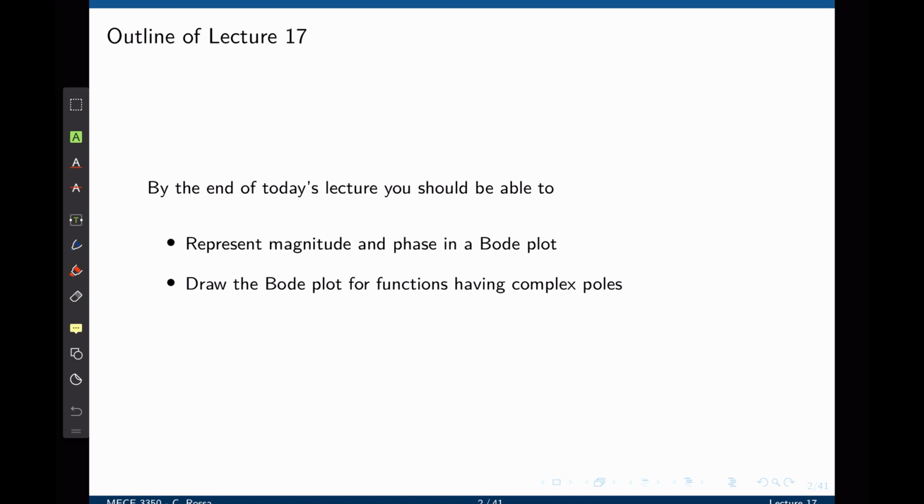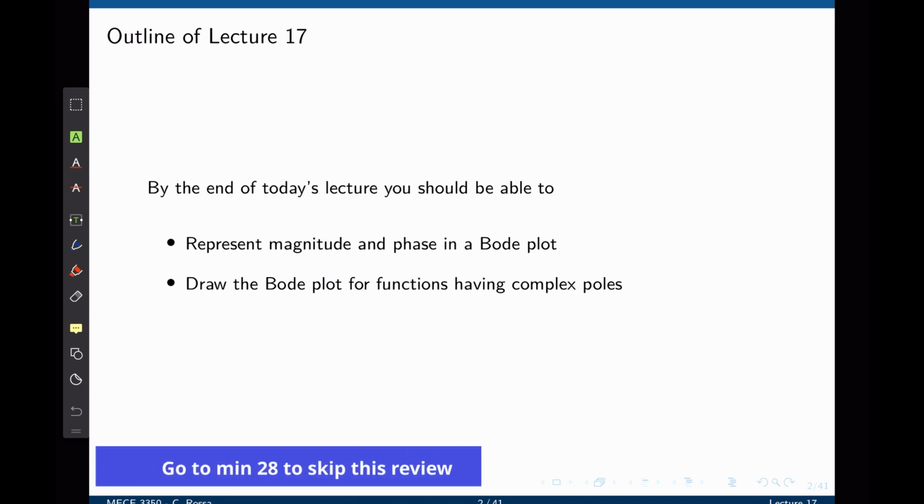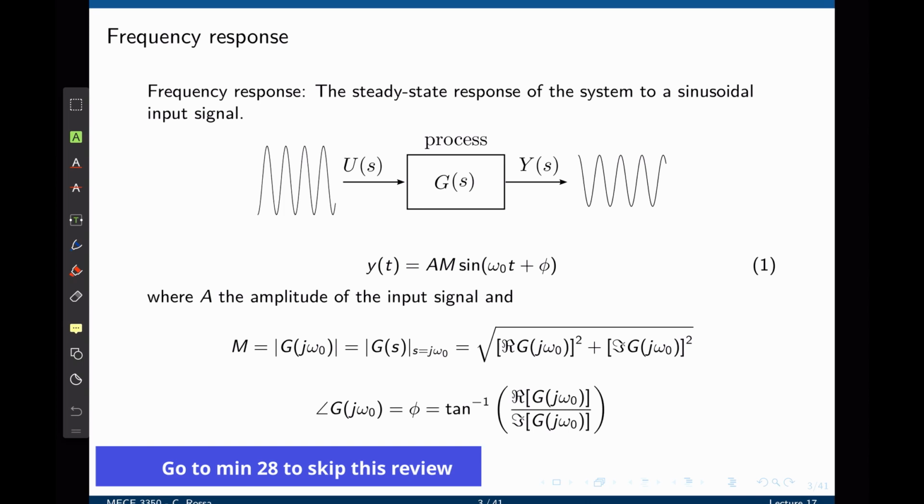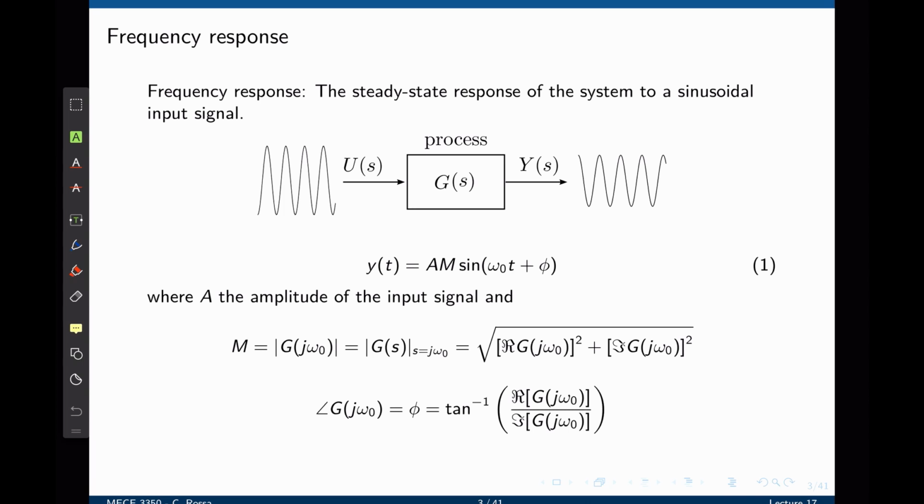Before we expand on the concept of a Bode plot, let's do a quick review of what we learned in lecture 16. The Bode plot is a representation of the frequency response of a given system when subjected to a sinusoidal input signal. In this example, we have a process G(s) that is subjected to an input U(s), which is a sinusoidal waveform, and the output of the system is Y(s). If the magnitude of the sinusoidal waveform at the input is A, we know that the output y(t) of this system can be written in the following form: A times M sine of (omega t plus phi), where omega 0 is the frequency of the input signal, A is the magnitude of the input signal, and M is the magnitude of the transfer function G(s) at this specific frequency.